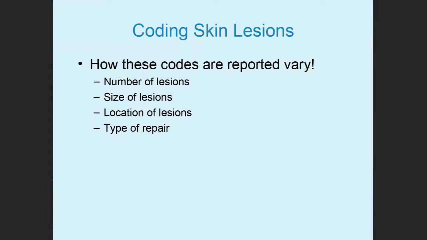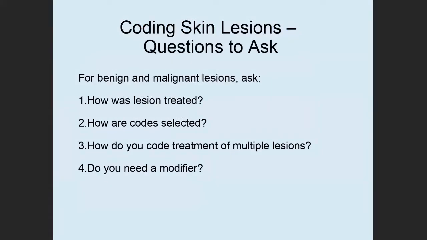These codes are very confusing because they use different approaches to coding. The codes may be selected by the number of lesions treated, the size of the lesion treated, the location of the lesion, or the type of repair performed to close the defect. Sometimes they use combinations of these factors. So this is what I'm going to discuss. Benign and malignant lesions will be discussed separately.